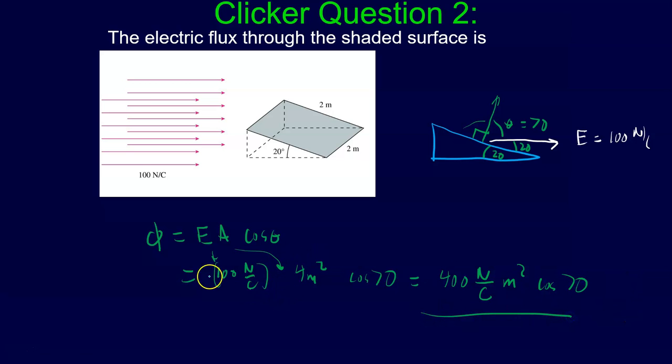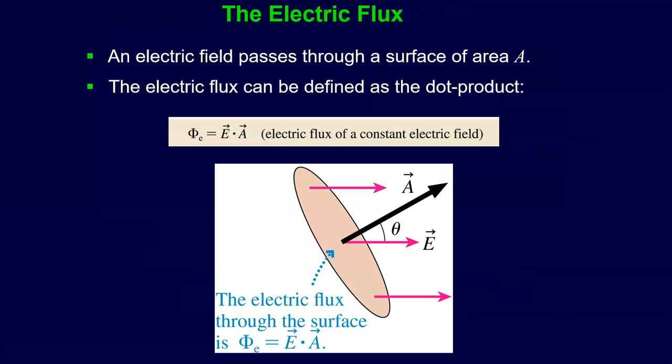And we should probably just state that the unit of flux is electric field times area, and so it is this thing, newtons per coulomb times meters squared. So stop and review this if it didn't work out for you, but let's move on. So this definition of flux can be summarized into an equation that involves the dot product.